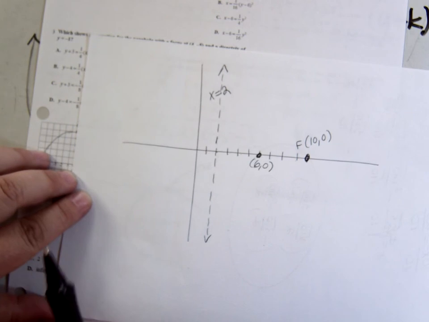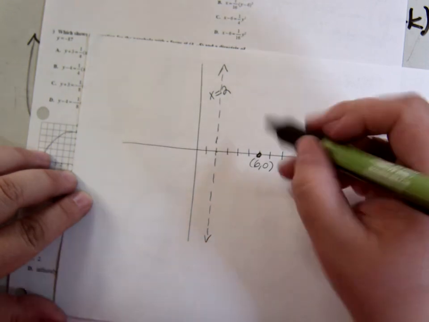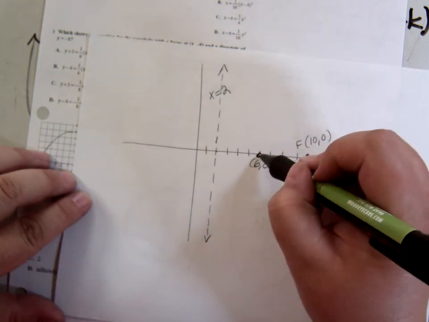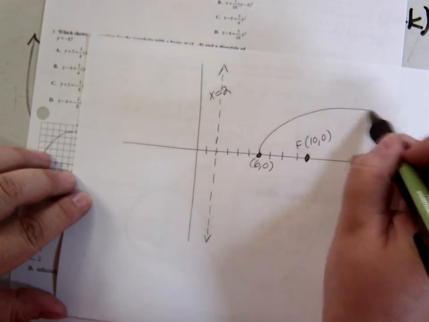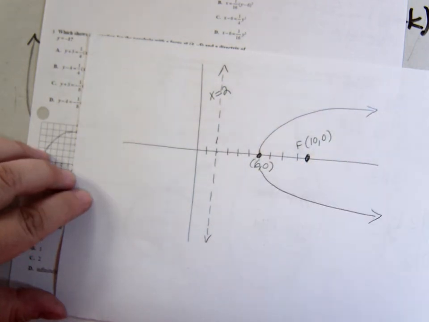10 plus 2 is 12, divided by 2 is 6. That's the middle between 10 and 2. So this is my vertex. It always opens to curl around the focus. So this is opening and curving around the focus, protecting the focus from the world. So that's what this looks like.